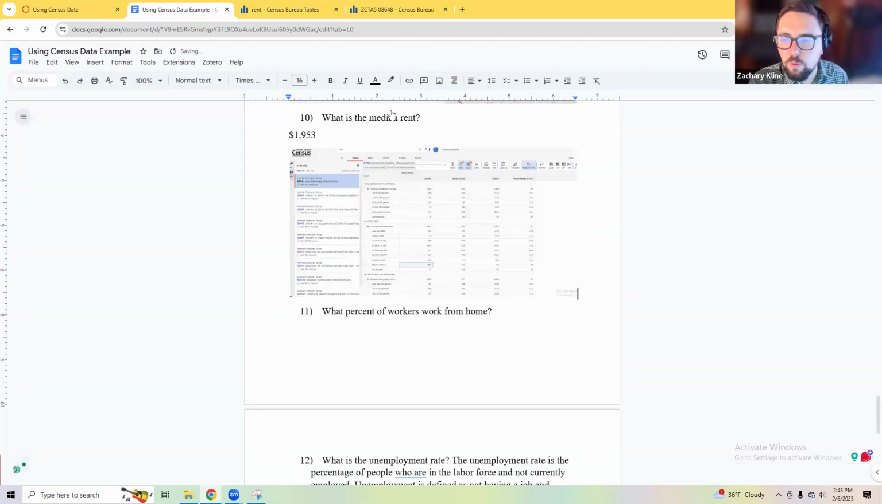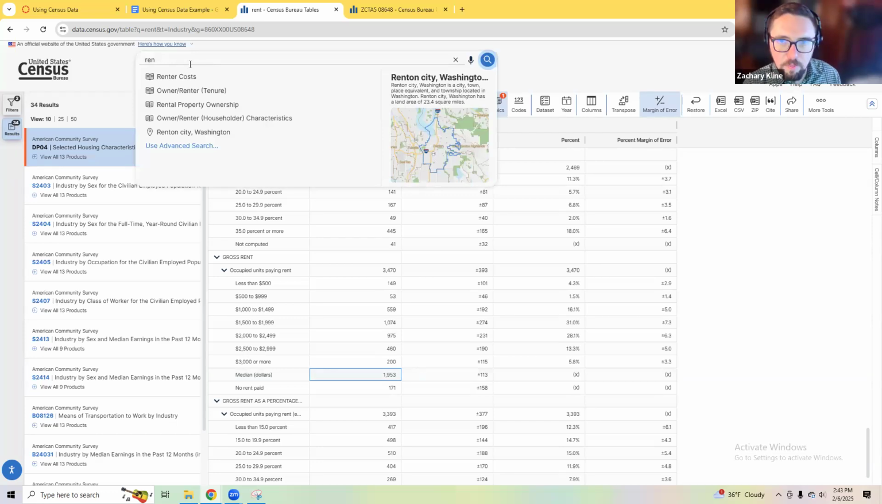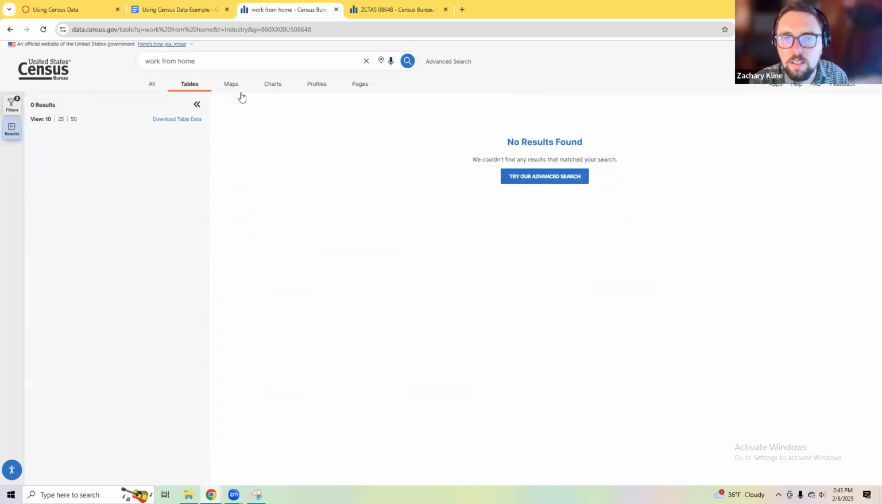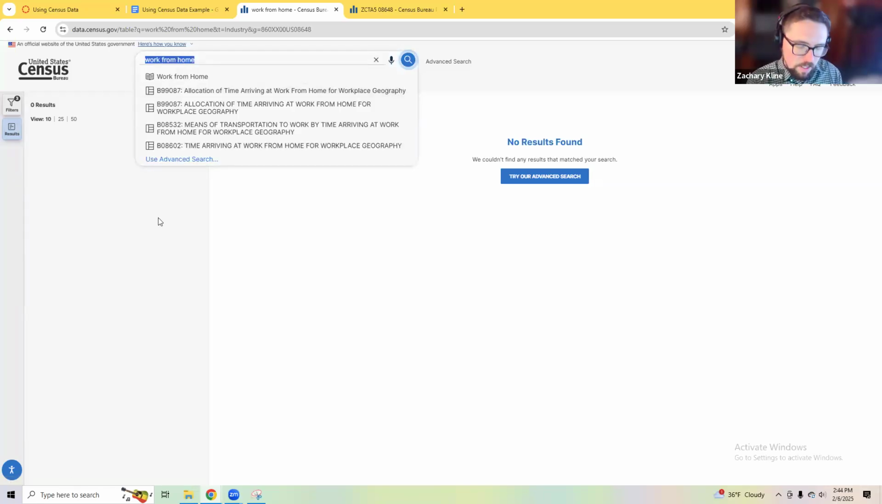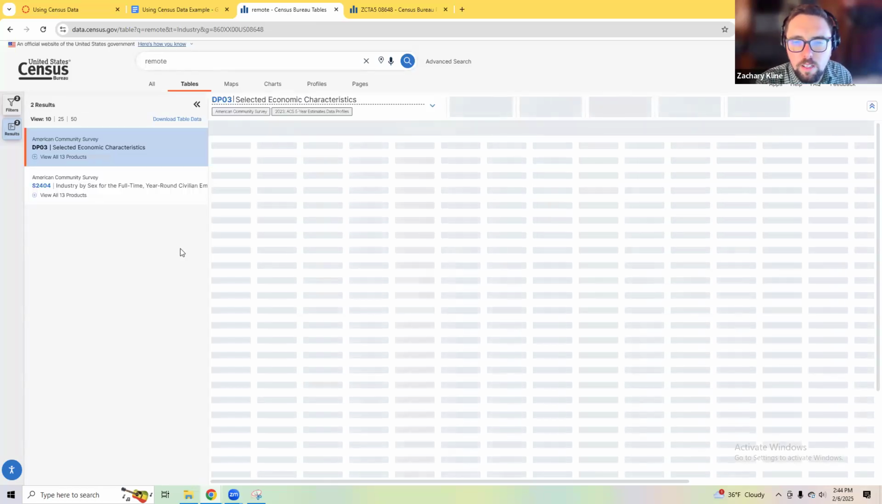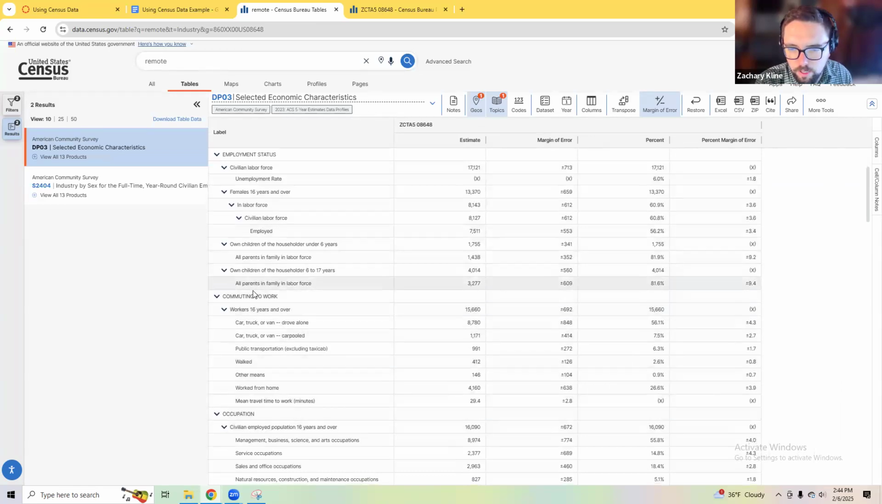What percent of workers work from home? This is an interesting one. This might require a little bit of creativity. You can't just type work from home. Let's see if remote will do it. Commuting to work, work from home. Oh, that was quick to find. What's it asking, percent? Okay.